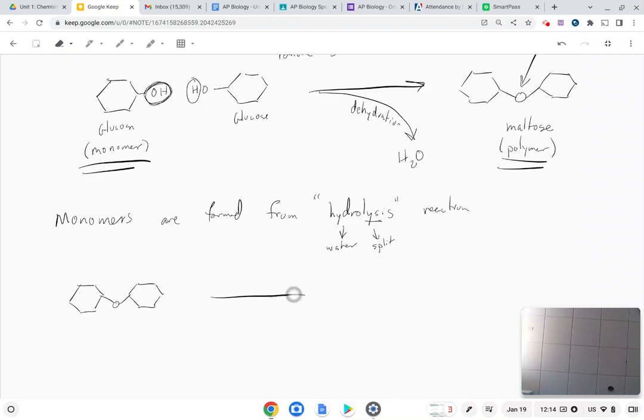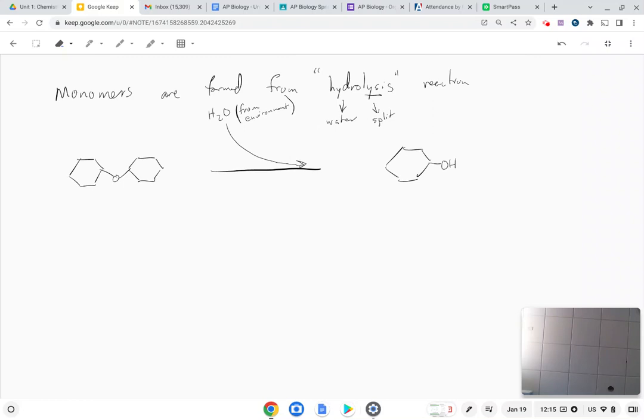We're going to go ahead and absorb a water molecule from the environment. So this could be a water molecule from the surrounding solution, let's say, from the environment. And that water molecule is going to come in and join up with the sugars to produce just two regular glucose molecules.